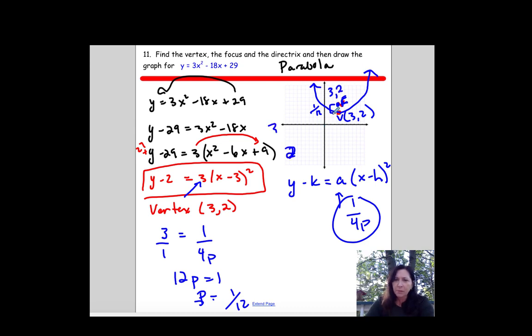3, okay. It's not, oh, there we go. 3, 2 plus 1/12, so 2 and 1/12, and then this down here, which is going to be my directrix, right? That goes right through the y-axis, will be y equals, and then that'll be 2 minus 1/12, so that'll be 11/12, okay? 1 and 11/12. Okay, and that's the equation for my directrix.